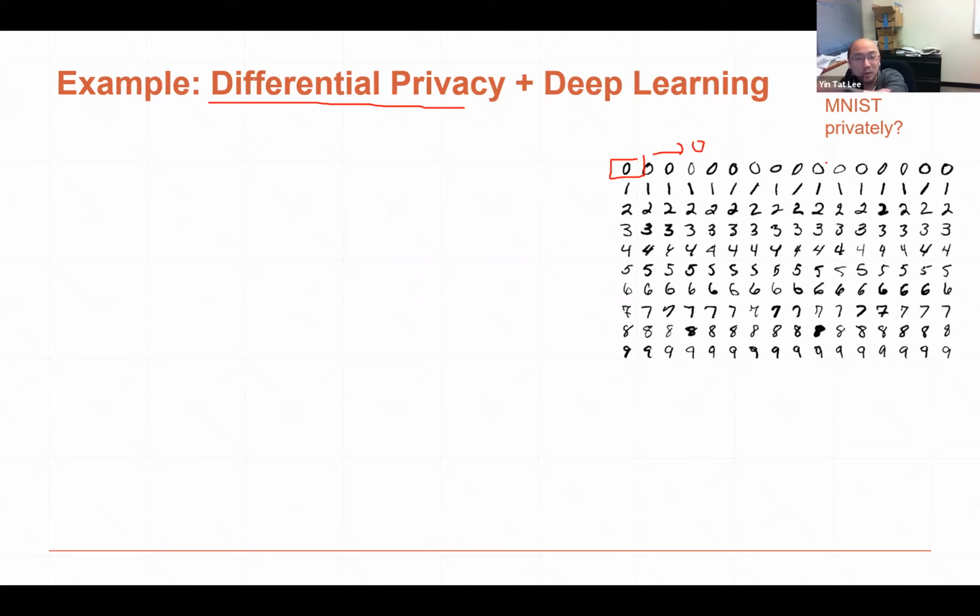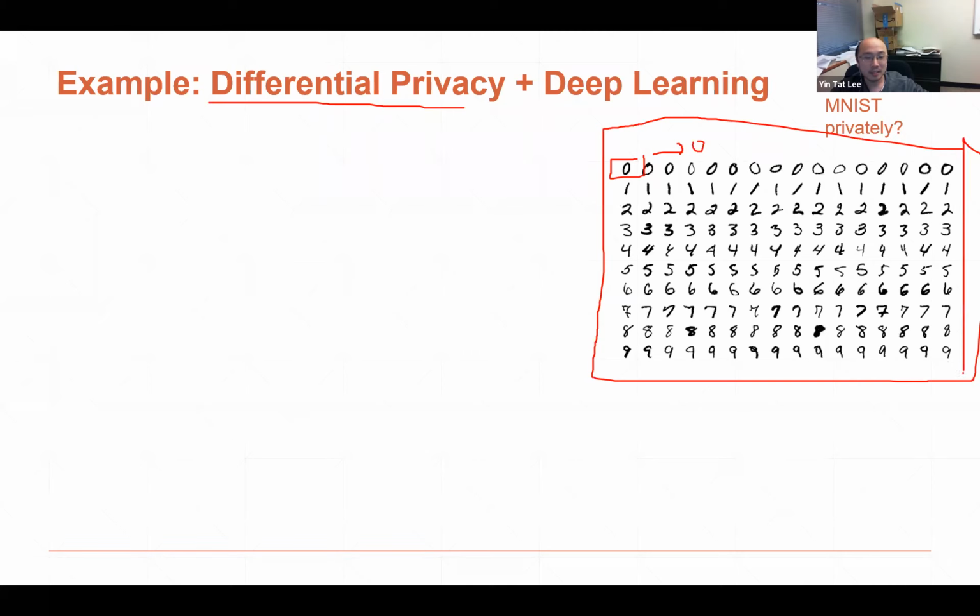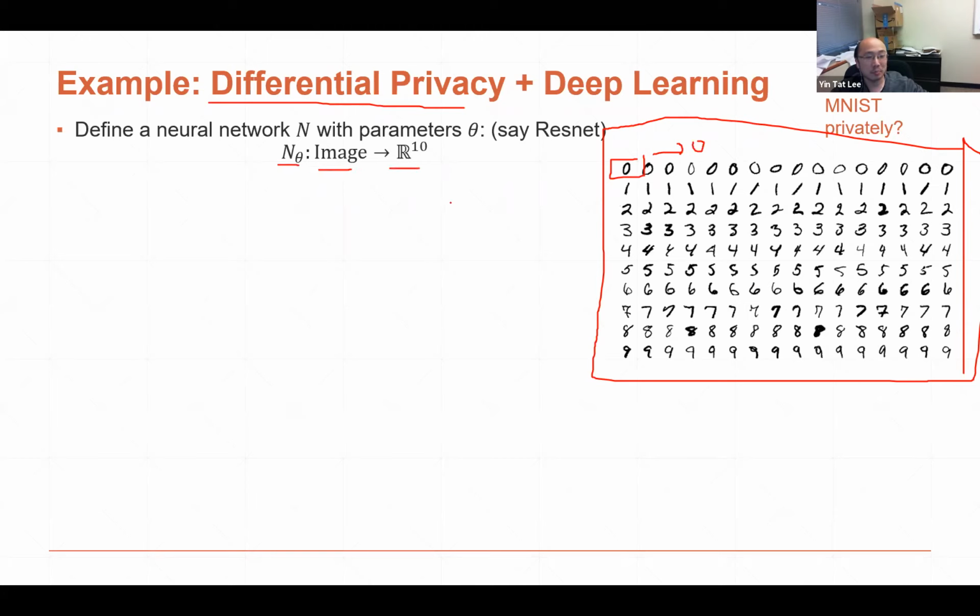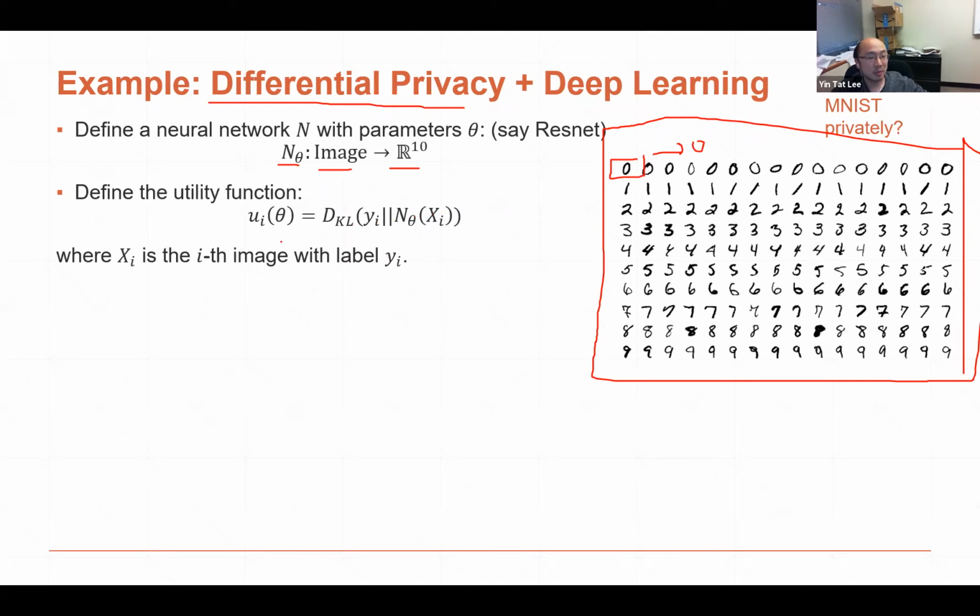And the question is, how can you train the model of predicting the number privately? Namely, you don't want to leak information about those images. So what you can do is come up with a neural network that maps an image to the prediction. For example, you can define the utility function to be the KL divergence between the true output. Say x_i is the ith image in the database with the label y_i. Then you define the utility function to be the KL divergence between y_i and the prediction of the neural network.